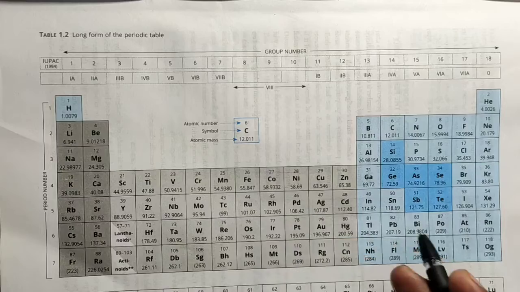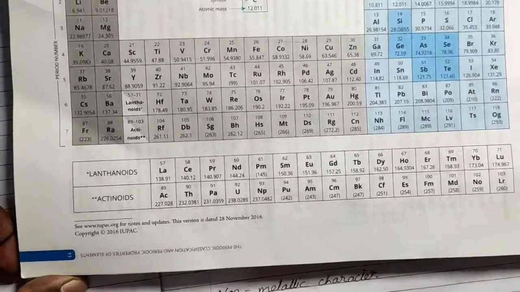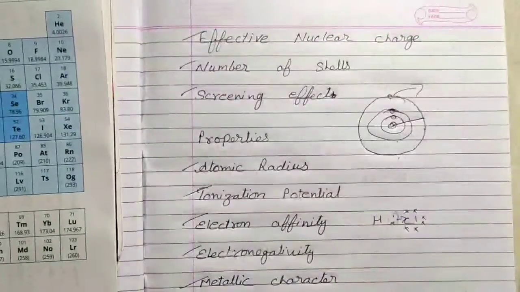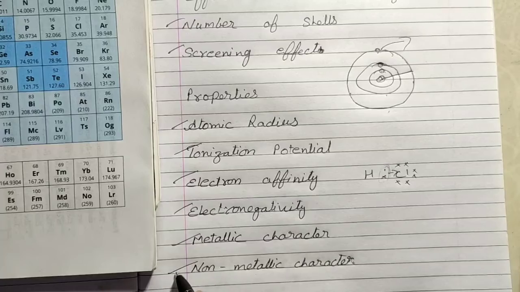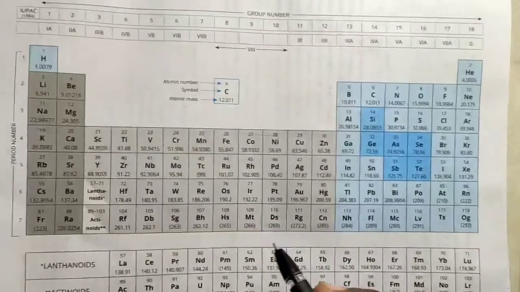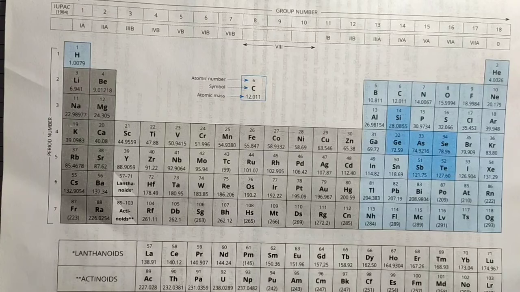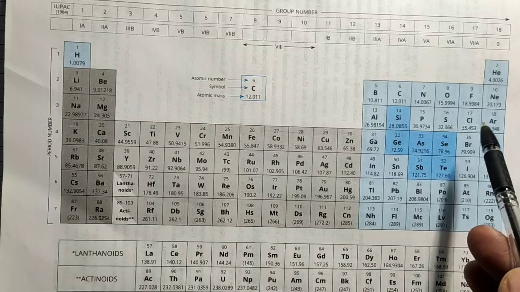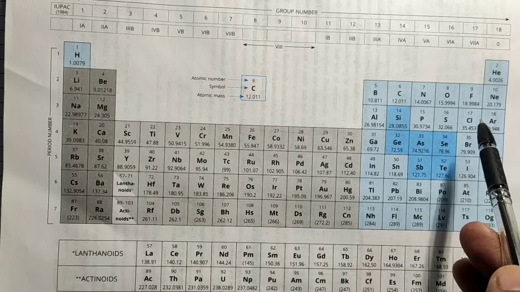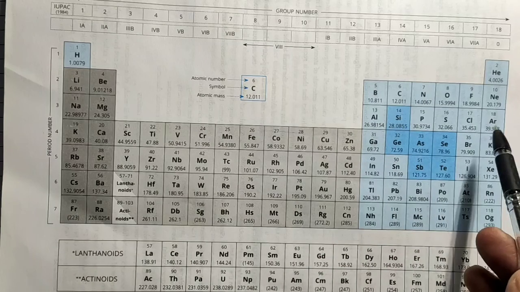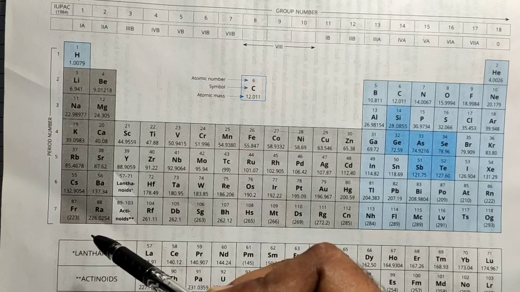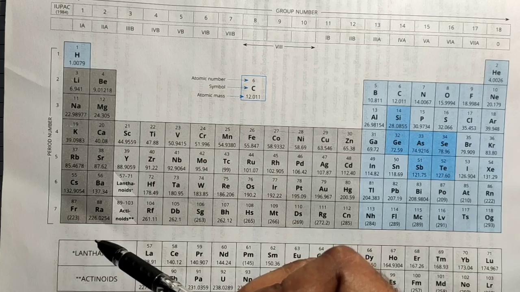In the same way, the last property is the non-metallic character. Non-metallic character is just opposite to the metallic character. It is the tendency of accepting an electron towards itself, not losing it. When you are moving across the period, the tendency of accepting an electron increases due to the nuclear charge increasing. So non-metallic character increases across the period, and down the group it decreases because the effectiveness of the nucleus becomes less and less.